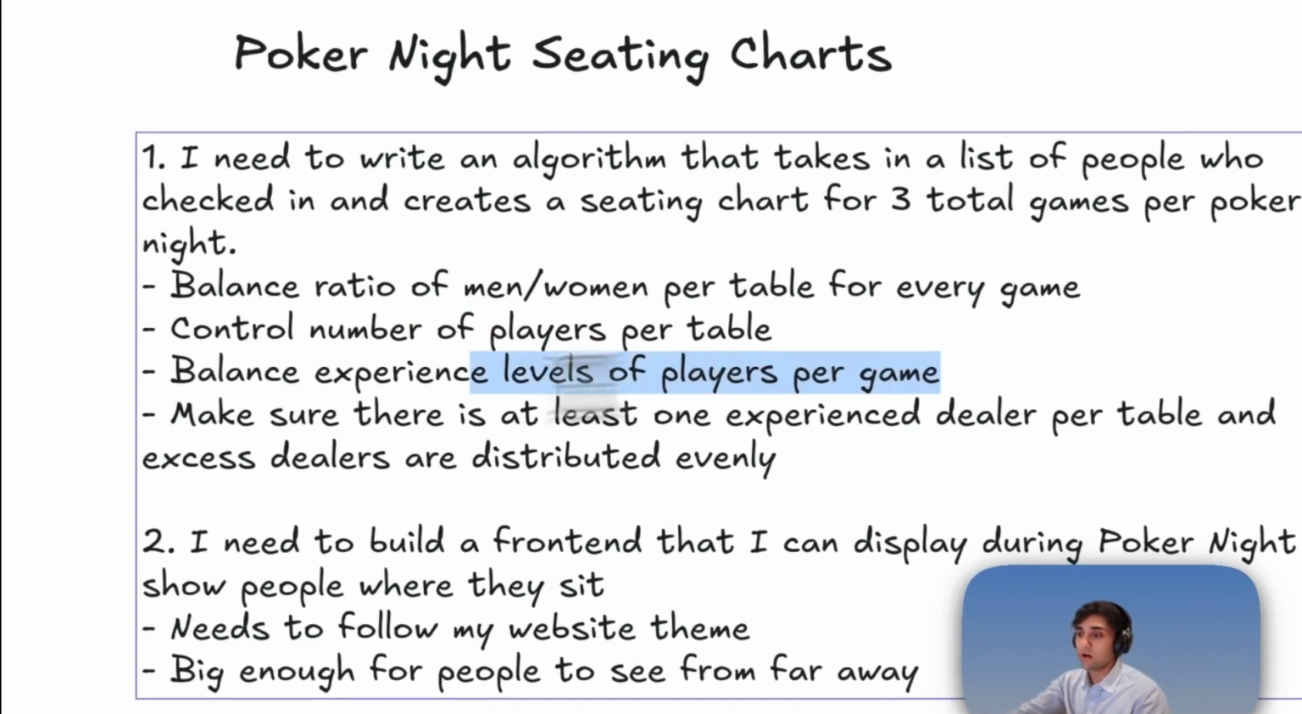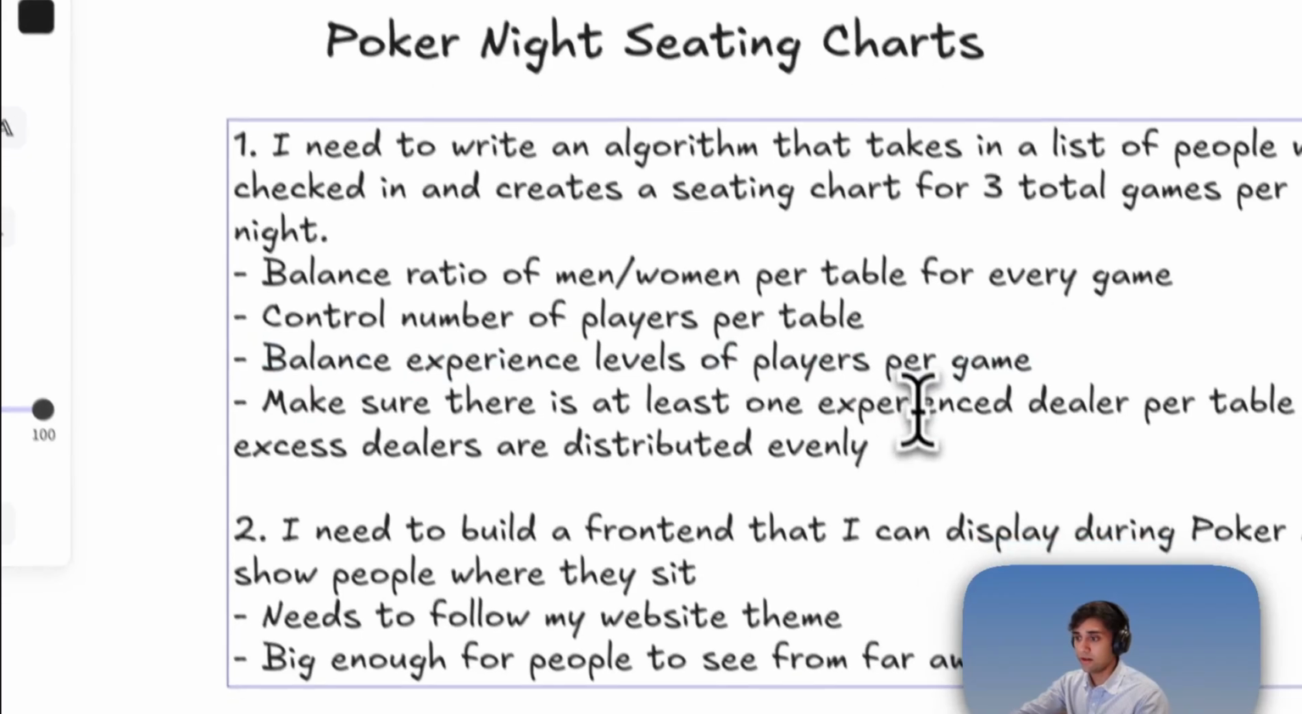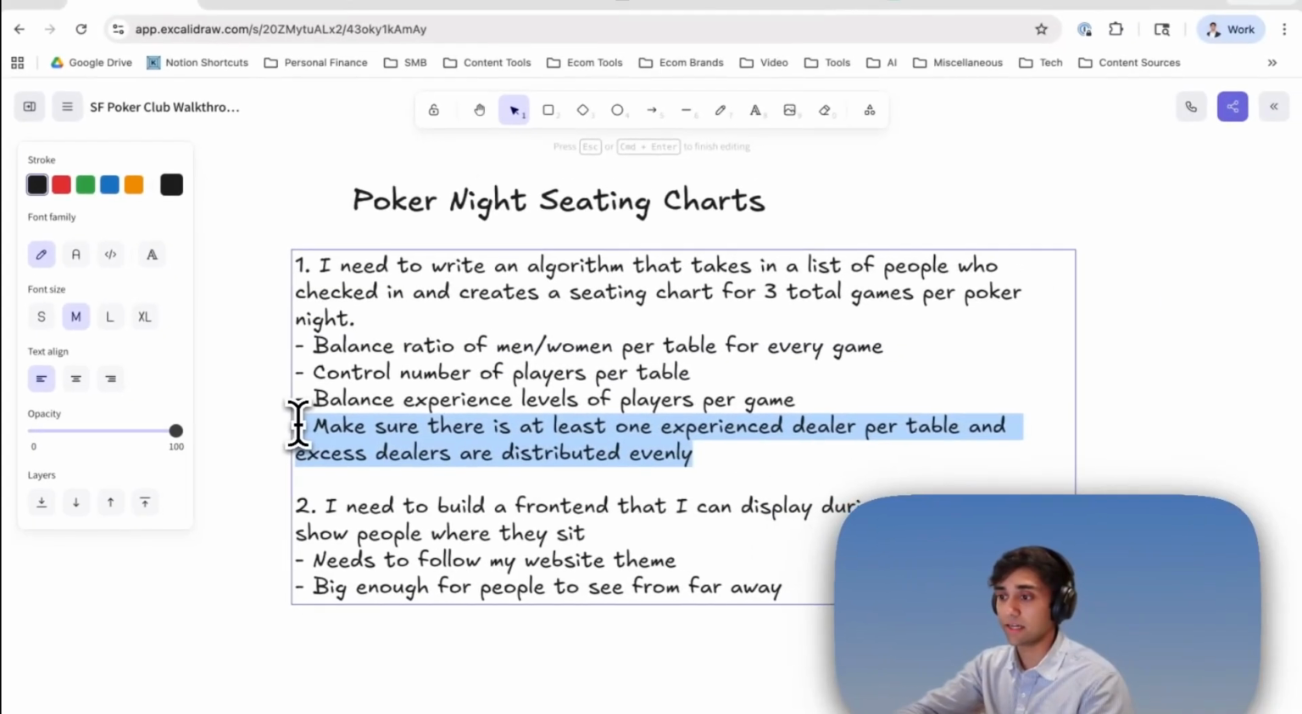But sometimes maybe we want 6 people per table if we have access to more tables, just because it makes for a more intimate poker night. We want to balance the experience levels of players per game, like I mentioned before. And we want to make sure that there's at least one experienced dealer per table, and that the excess dealers are distributed evenly. Sometimes there might be 10 people who are interested in being dealers, but we only have 6 tables, so we only need 6 dealers. And then we want to make sure that the last 4 are evenly distributed across all the tables, so one table doesn't just become all dealers.